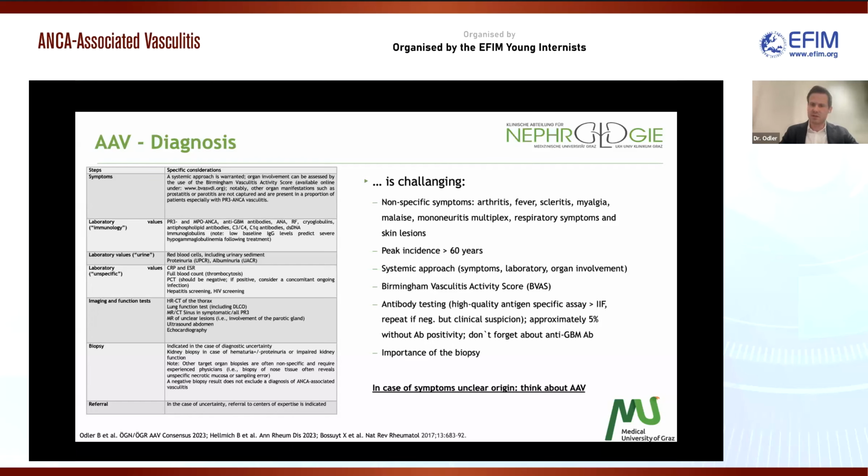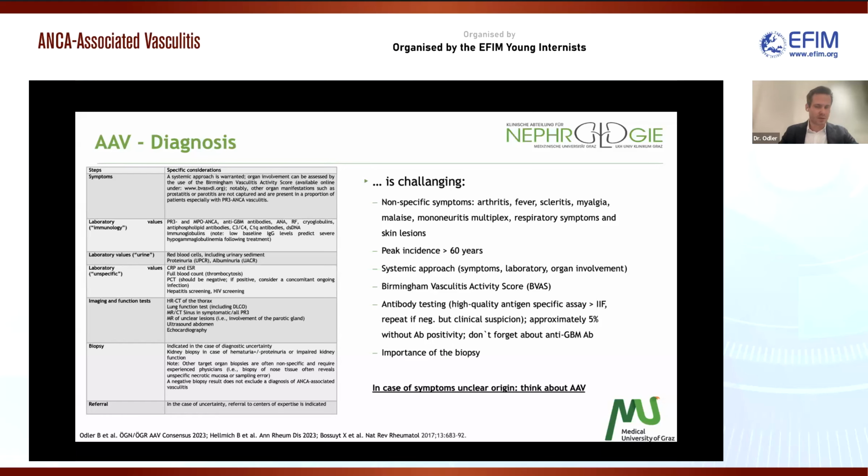For the antibody testing, you can use two different methodologies. The first one is the indirect immunofluorescence assay, or IIF, which you can see here, followed by ELISA testing, by a high quality antigen-specific assay. There is a new consensus paper, published in 2017, that says that high quality antigen assays for PR3 ANCA and MPO ANCA should be used instead of the IIF methodology if you are testing for ANCA antibodies.